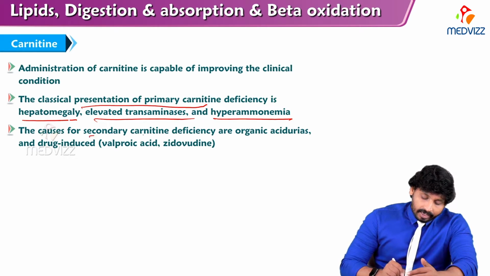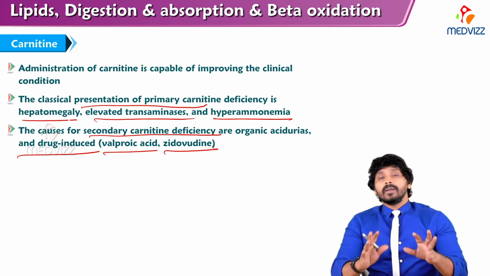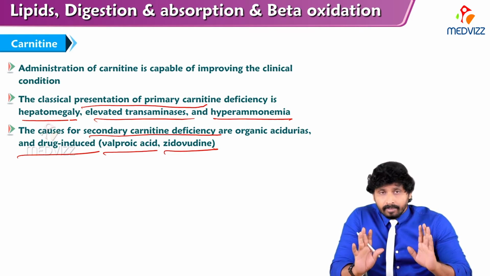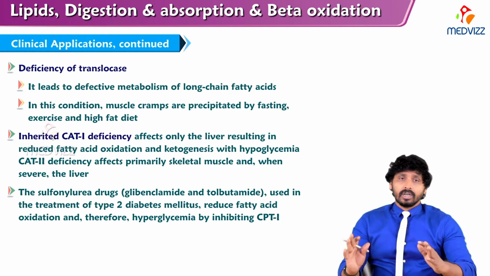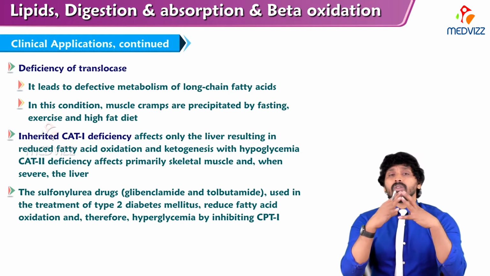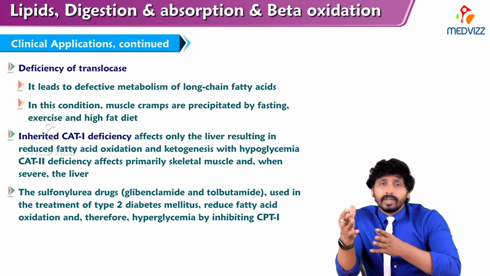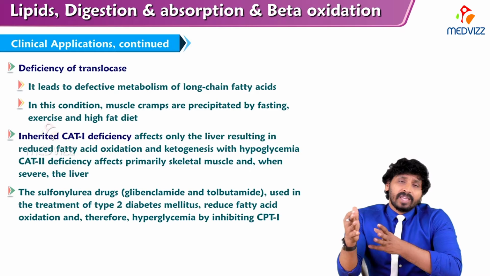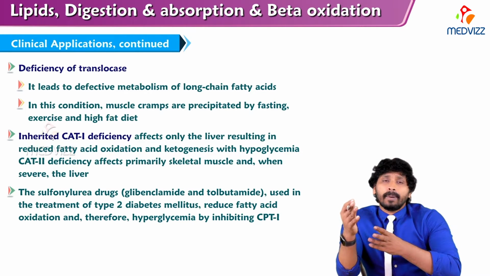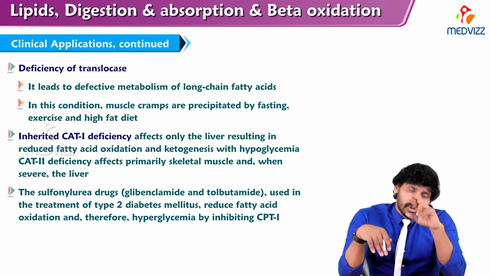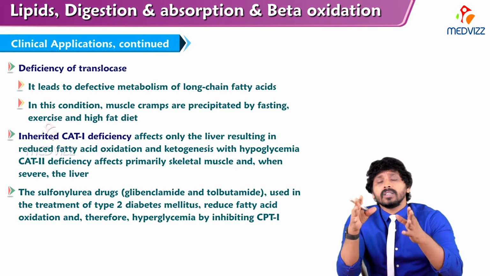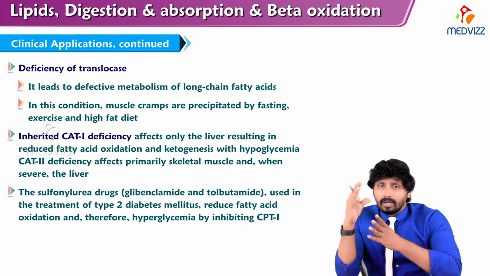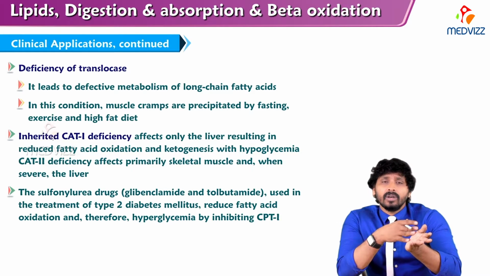The causes of secondary carnitine deficiency are organic acidurias and drugs like valproic acid and zidovudine. They inhibit the synthesis of carnitine from lysine and methionine. What are the clinical applications related to the carnitine shuttle? First is deficiency of translocase. What is the role of translocase? Once acyl-carnitine enters the matrix side of the mitochondria, after donating its acyl part to CoA, the regenerated carnitine has to travel back to the cytoplasm to carry another long chain fatty acid. But because of the absence of translocase, the liberated carnitine on the matrix side will not get back to the cytoplasm.